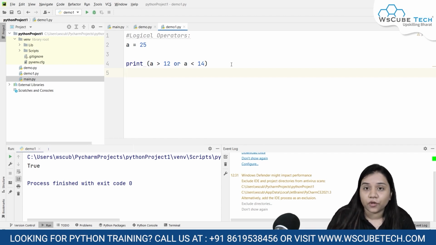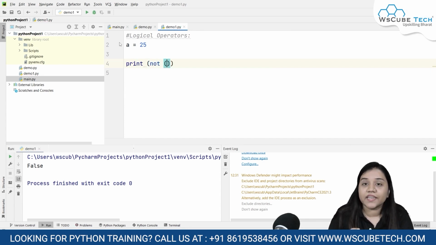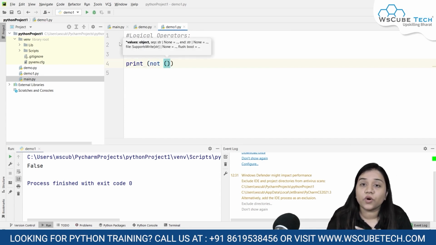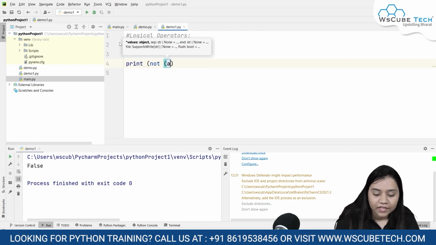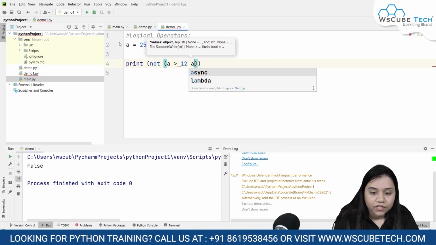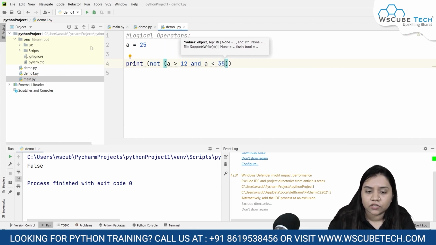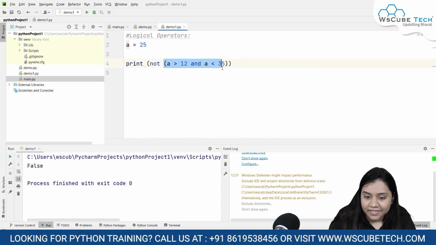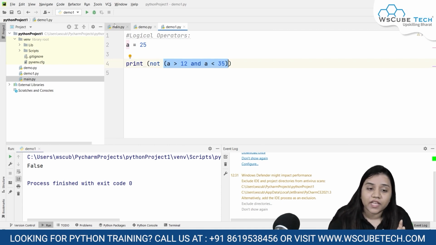Now let's talk about our NOT operator. So here again I am taking an example, A is equals to 25. So I'm going to print NOT, and here I will be using our AND condition, because what NOT does is it reverses the output for AND and reverses the output for OR. So let's see, I'm writing A is greater than 12 and A is smaller than 35. Yes, it is satisfying both the conditions, not considering the NOT part, but this part is satisfying both the conditions. So according to AND, it should give us true. But because we have used NOT over here, it will give us false.